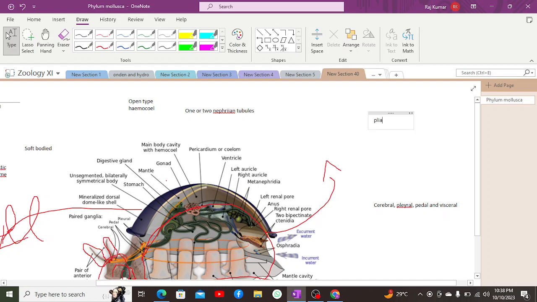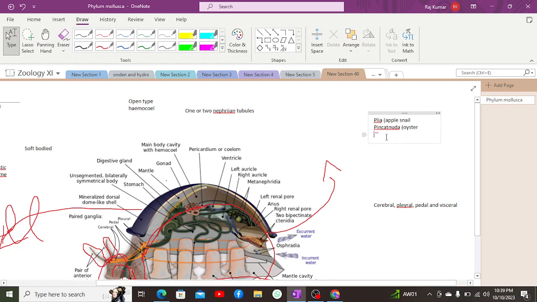The first example is Pila, which is the apple snail. Next, we have Pinctada, Pinctada vulgaris, Pinctada, which is the name for oyster.